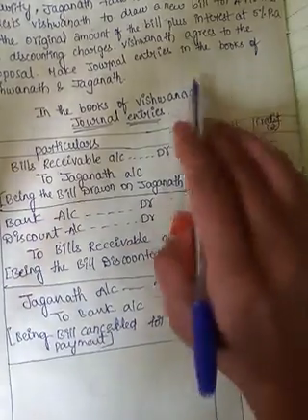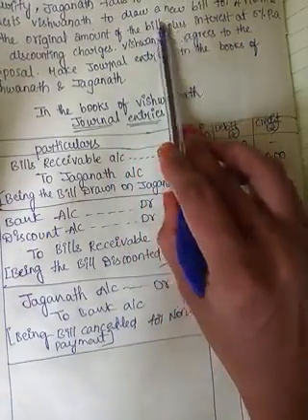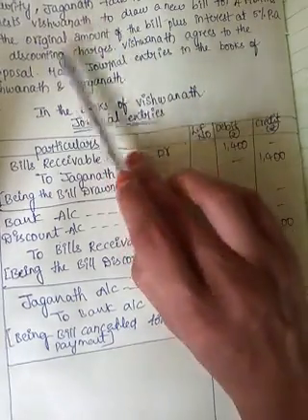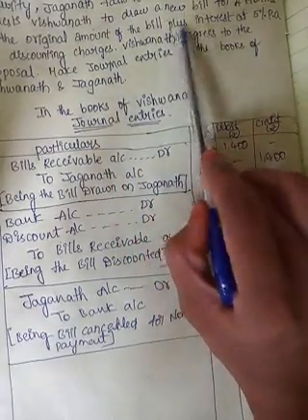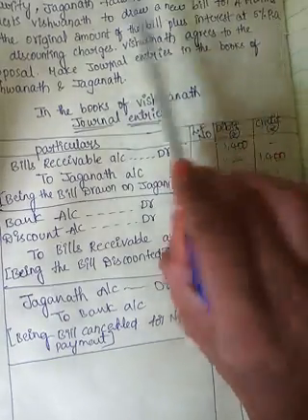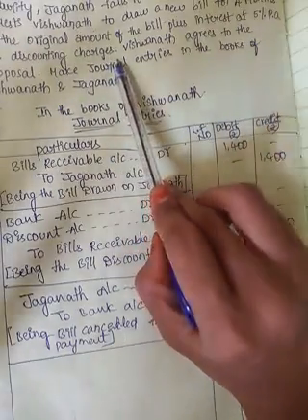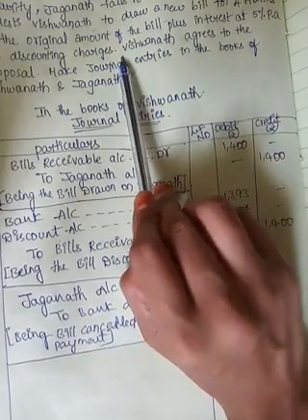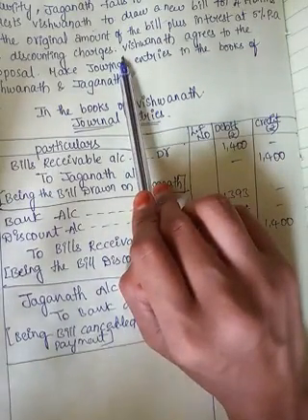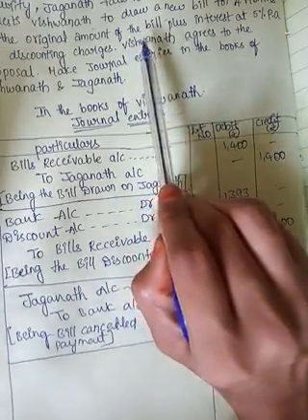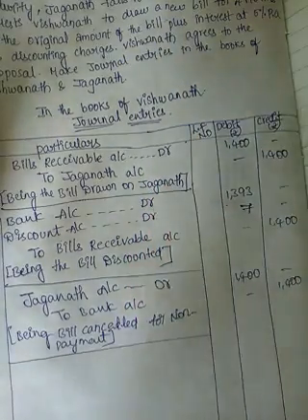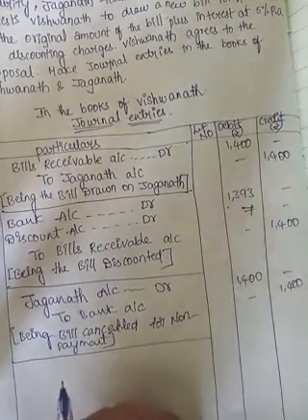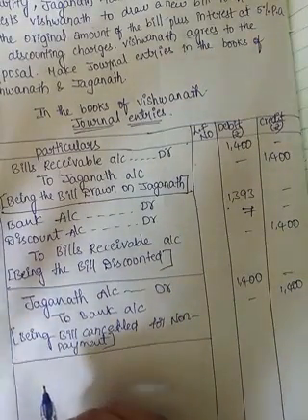Next entry is: a new bill is drawn for 4 months for the original amount of the bill plus interest at 5% per annum plus discount charges. What is the entry for this? The next entry is for the discount and interest charges.